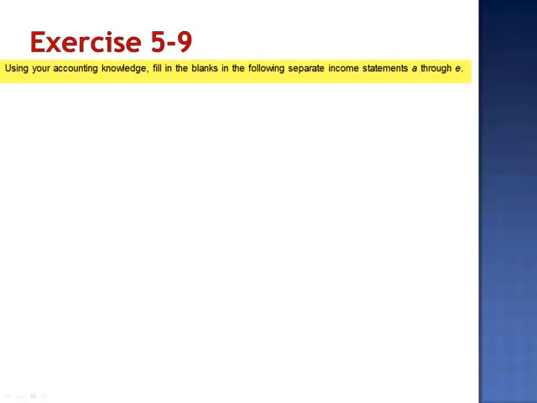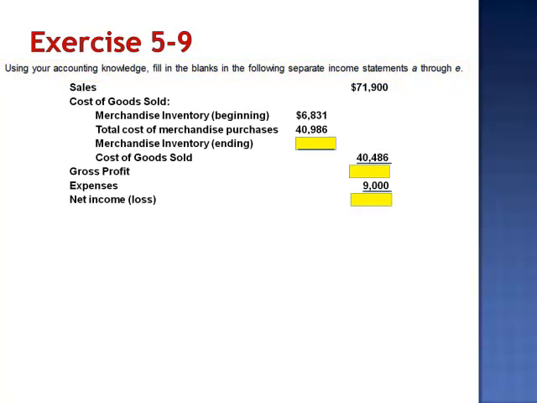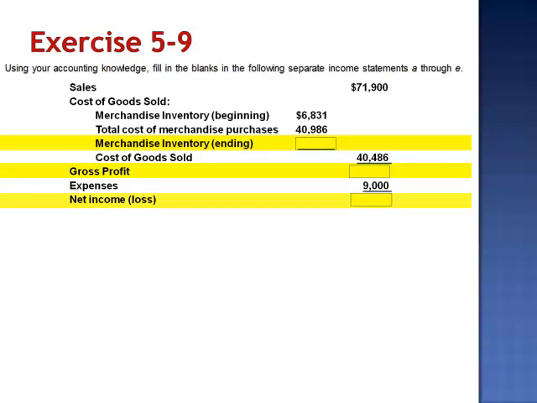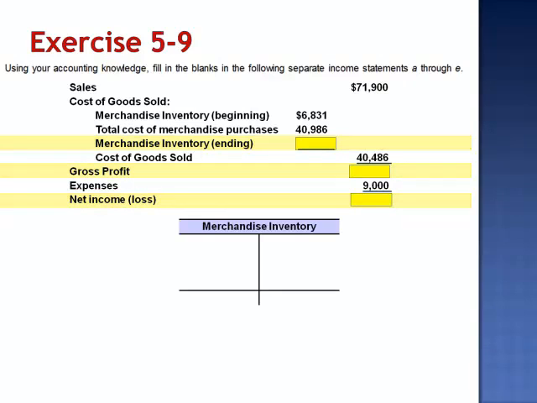Exercise 9. Using your accounting knowledge, fill in the blanks in the following separate income statements, A through E. Letter A asks us to solve for the amount of ending inventory, gross profit, and net income. To solve for ending inventory, let's use the inventory T account.